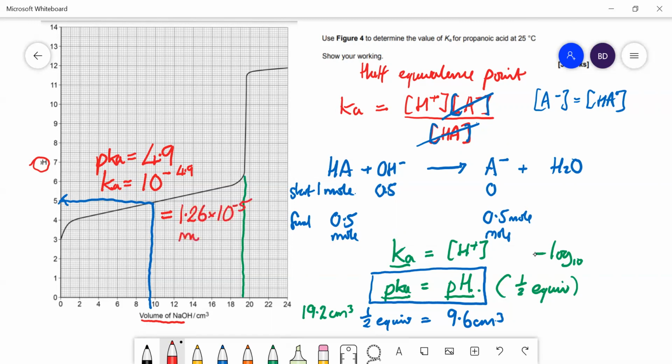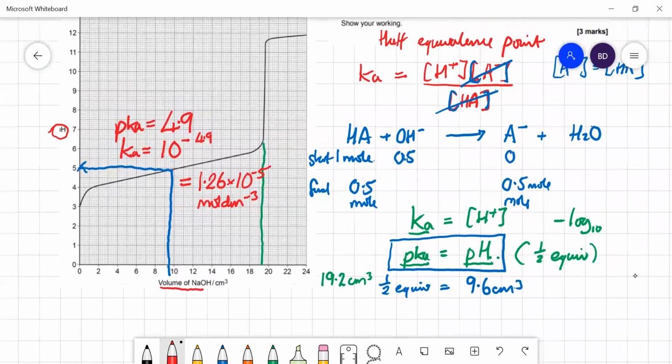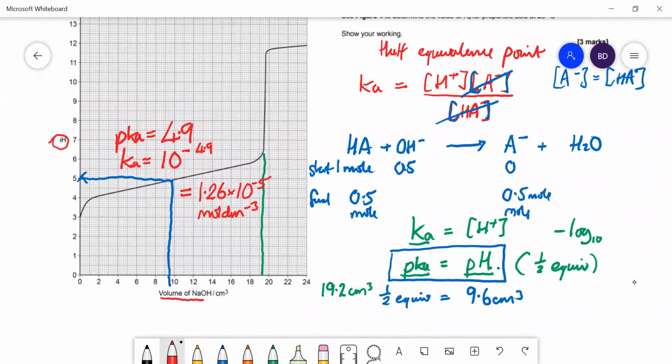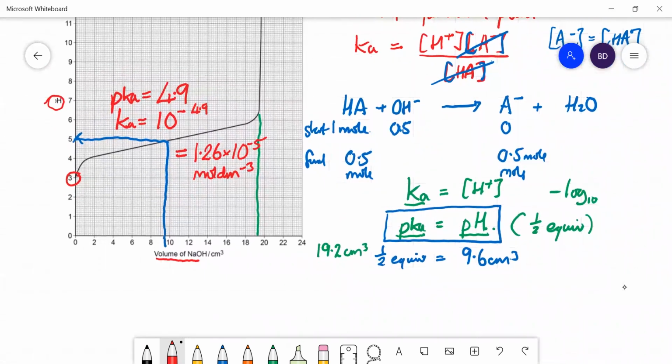And the units are going to be mole per decimeter cubed. Okay, so you find the Ka from the half equivalence point there. There is another way of doing that calculation. They obviously want you to do it this way because they're giving you a titration curve, but you can actually do it from looking at the initial pH. Okay, I'll just do this now just to show you, you get more or less the same answer. Okay, so let's say the start pH.